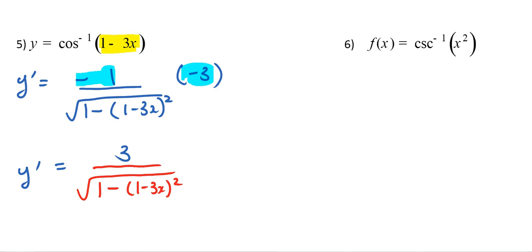I believe questions 5 and 6 are not too bad. I'm just using the rule for the derivative of the inverse of cos x, and I'm just plugging that into the formula there.